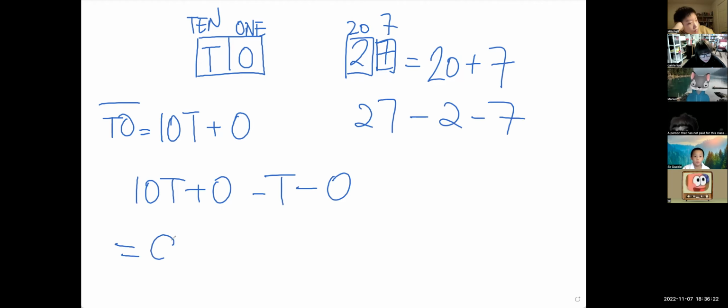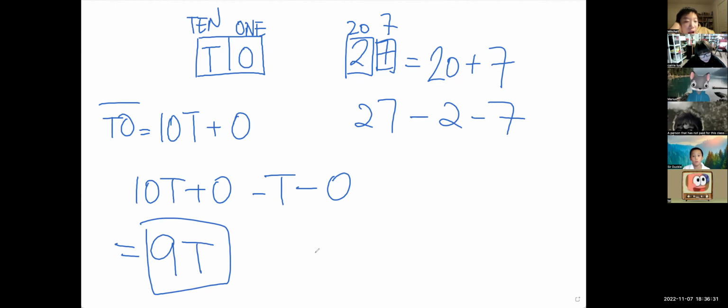So the answer is actually 9t. Get it? So the end of the result is 9 times the 10 digit, correct? Think about it. If the 10 digit is 1, the 10 digit could only be 1, 2, 3, 4, 5, 6, 7, 8, 9, correct? Get it, everybody? Because the 10 digit cannot be 0.